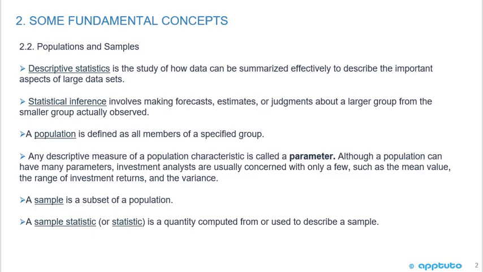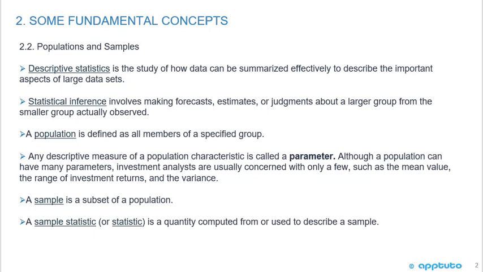Descriptive statistics is the study of how data can be summarized effectively to describe the important aspects of large data sets. Statistical inference involves making forecasts, estimates, or judgments about a larger group from the smaller group actually observed. A population is defined as all members of a specified group. And any descriptive measure of a population characteristic is called a parameter.